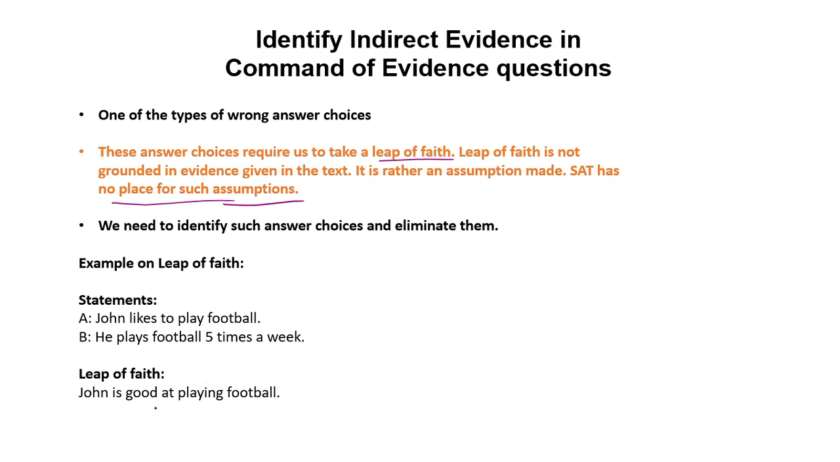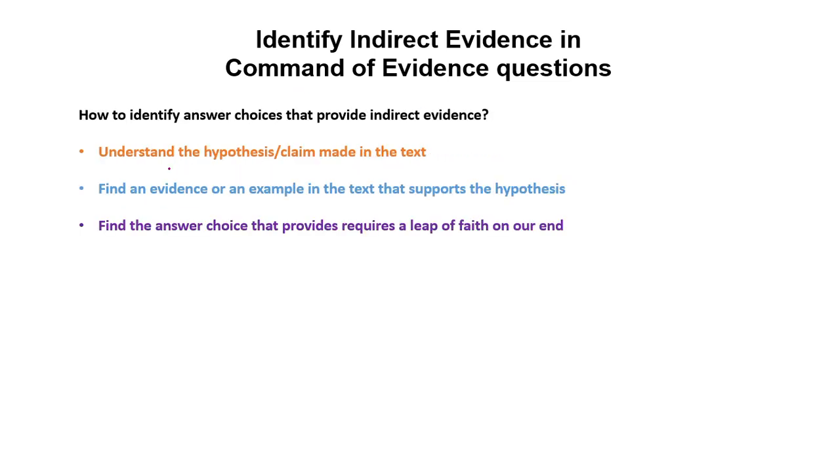So we need to make sure that whatever information is in the answer choice is contained in the text. If it's not, and if it's rather an assumption, then we should be eliminating those answer choices. So how do we identify them? First understand the hypothesis or claim made in the text, then find an evidence or an example in the text that supports the hypothesis or the claim, and then find the answer choice that requires a leap of faith on our end. So let's see how.